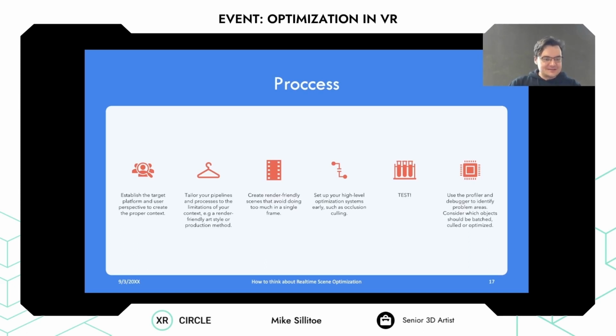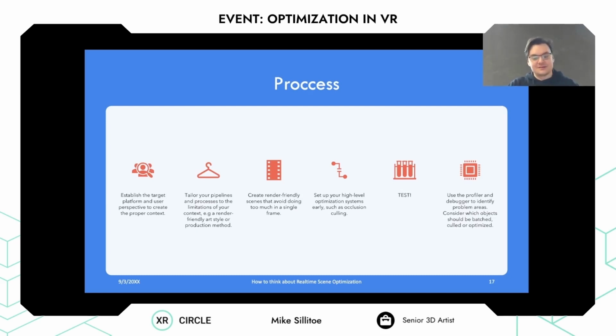First of all, establish the target platform and user perspective to create the proper context. Once you have the context, tailor your pipelines and processes to the limitations of your context, for example a render-friendly art style or production method. Then create render-friendly scenes to avoid doing too much in a single frame, and work with your designers, obviously. Set up your high-level optimization systems early, such as occlusion culling.